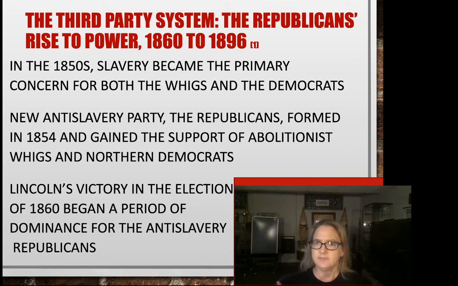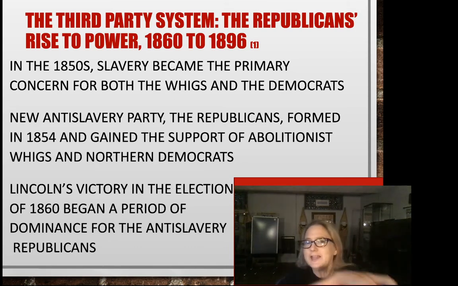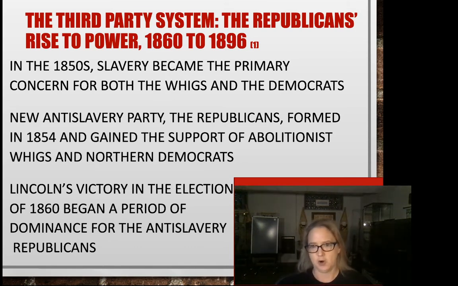And so it was, plus the Whigs, then of course part of their party is the Southern plantation owners. So you get a new anti-slavery party, the Republicans, formed in 1854 and gained the support of the abolitionists, those members of the Whig Party who were abolitionists, and Democrats in the North, but not in the South. So it takes pieces from both of the existing parties, leaving the remnant of the Whig Party basically disappears.